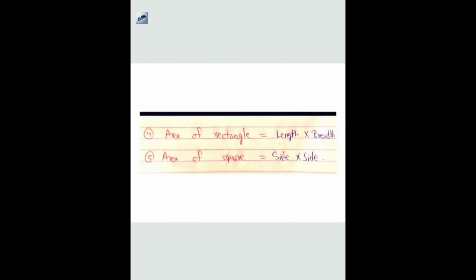Okay, let's see some formulas also. The area of a rectangle is length multiply breadth, and the area of a square is side multiply side. So area of rectangle is length multiply breadth, this is the short form. And similarly for square, side multiply side, s multiply s. Remember? So students, let's do worksheet 1.